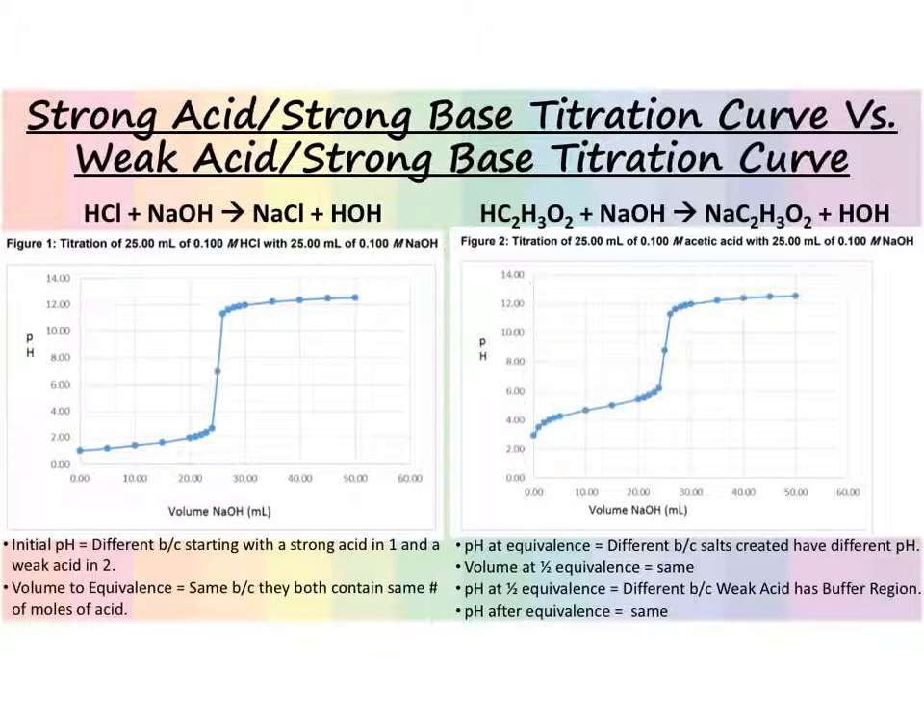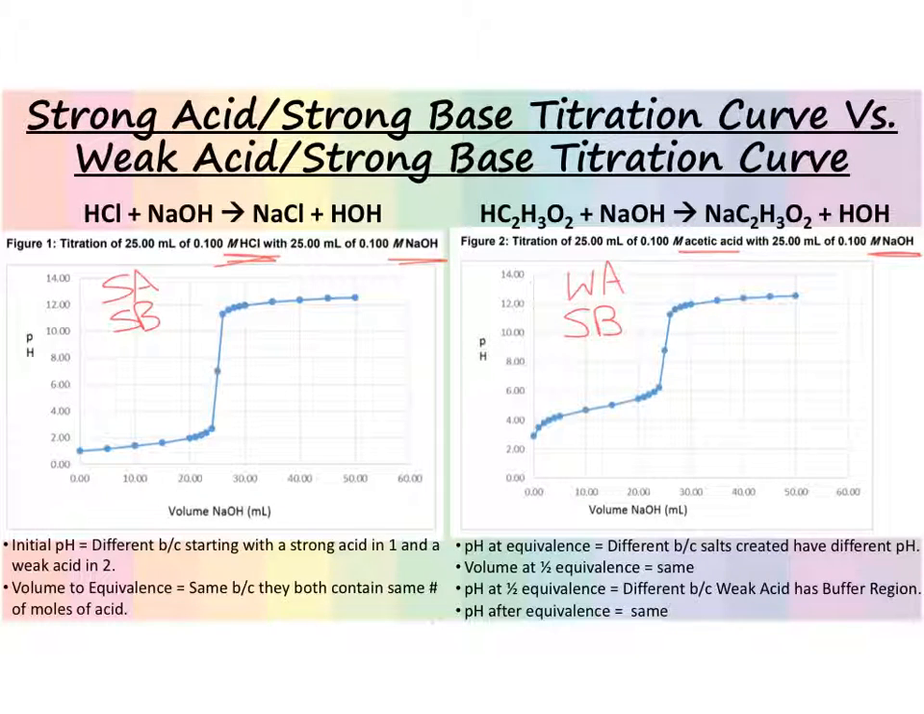Okay, so now that I've walked you through the general points that you need to be aware of on titration curves, now we're going to compare and contrast some different types of curves. Over here on the left-hand side, I've got some HCl and some NaOH that have reacted. This is what we refer to as a strong acid, strong base titration curve. Now over here on the other side, I have acetic acid and NaOH. Acetic acid is a weak acid, so this is what we call a weak acid, strong base titration curve.